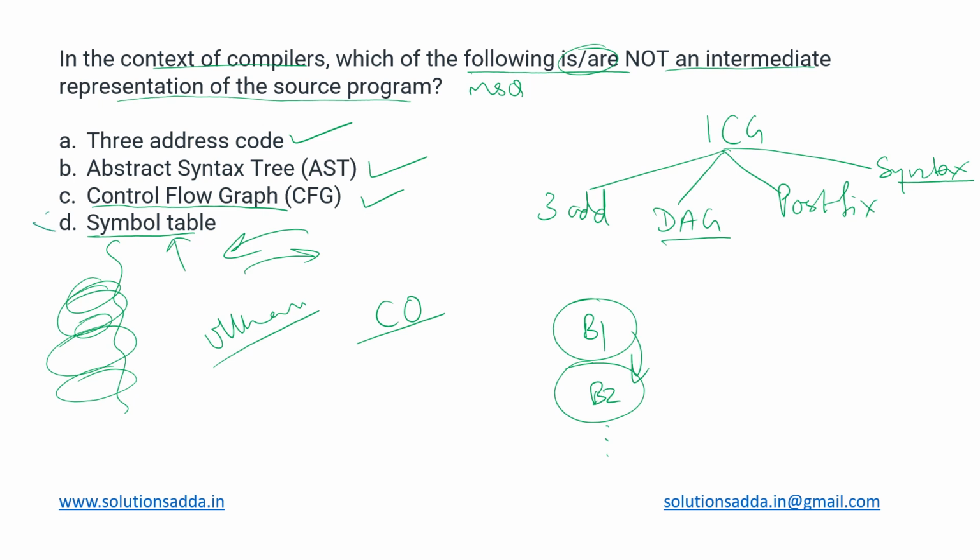So out of these, it's not matching with the other three, and hence we would say that the symbol table is not an intermediate representation of the source program. So this D would be our answer.